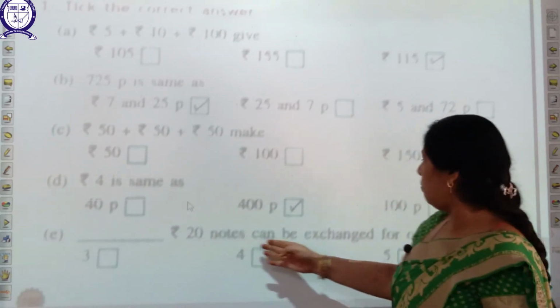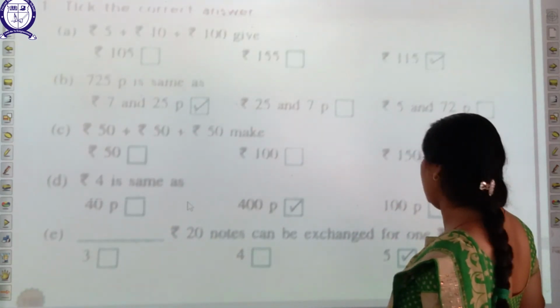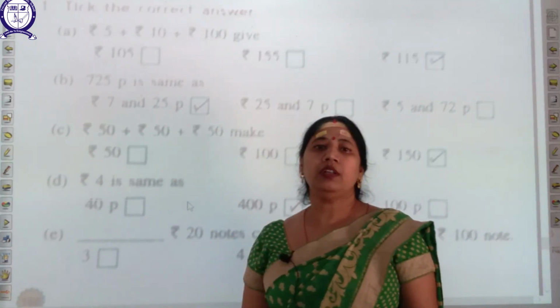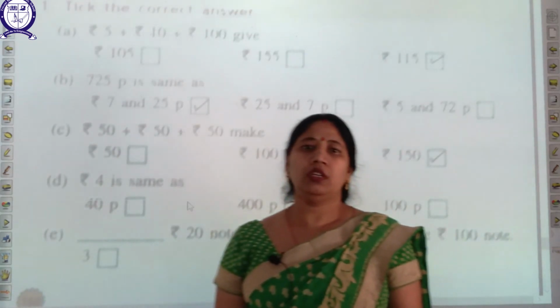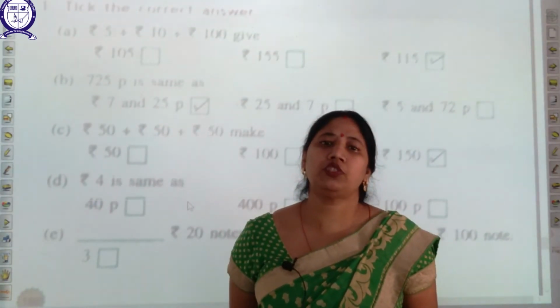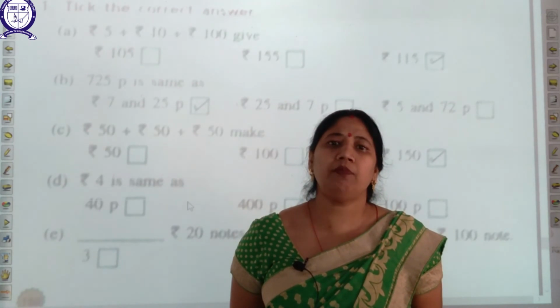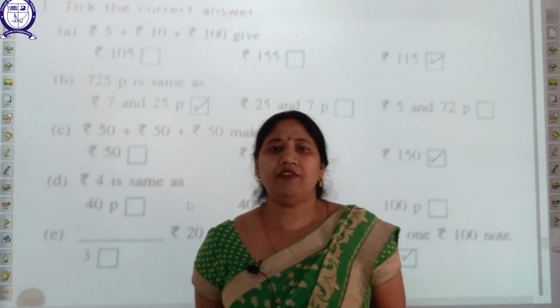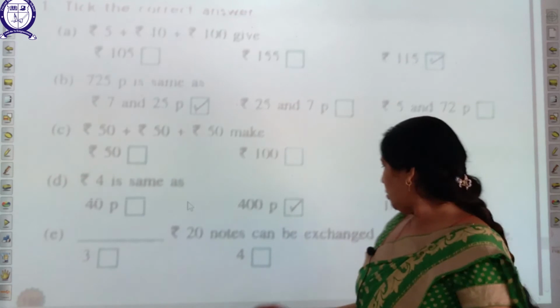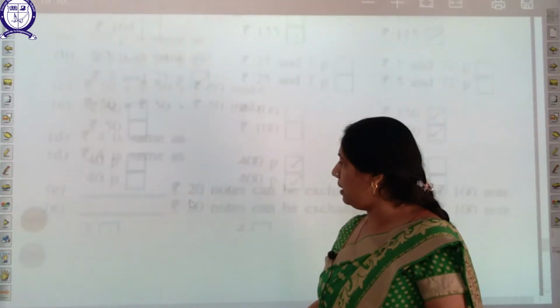Dash 20 rupee notes can be exchanged for 100. So 20 rupee notes, 5 notes of 20 rupees. 20 plus 20 plus 20 plus 20 plus 20, 5 times. 5 times 2 is 10. So that is equal to 100 rupees.